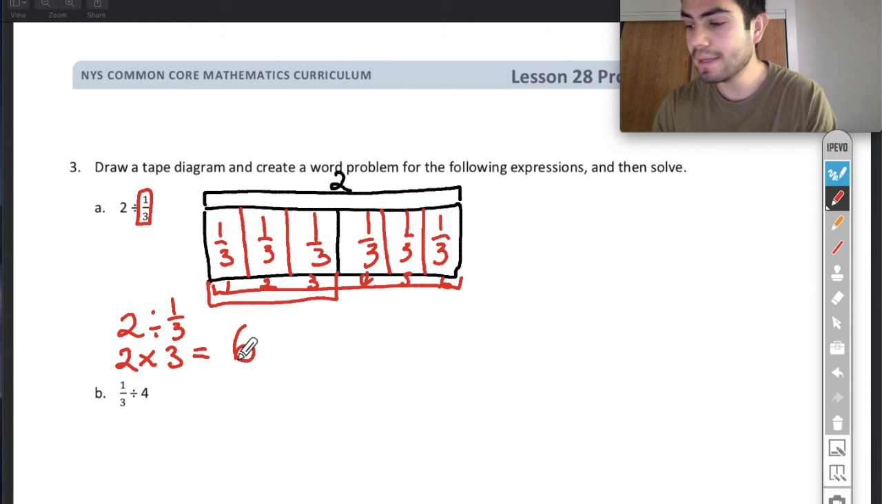And then a word problem that you could do for that is, Michael has 2 candy bars. He wants to split each candy bar into thirds. How many thirds will he have in total? And you would find that he would have 6 total thirds.